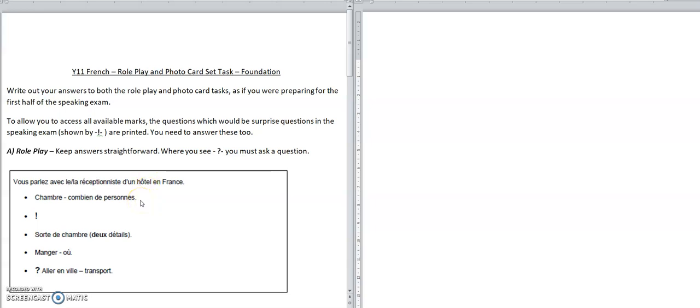So you want to keep it as simple as possible. So we want to say something like, I would like a room for so many people. Okay, so number one, all you need is I would like. So this is really key vocab for the role play. Je voudrais, you can do a lot with je voudrais. Room, remember, you've got this to help you. Chambre is given to you, okay?